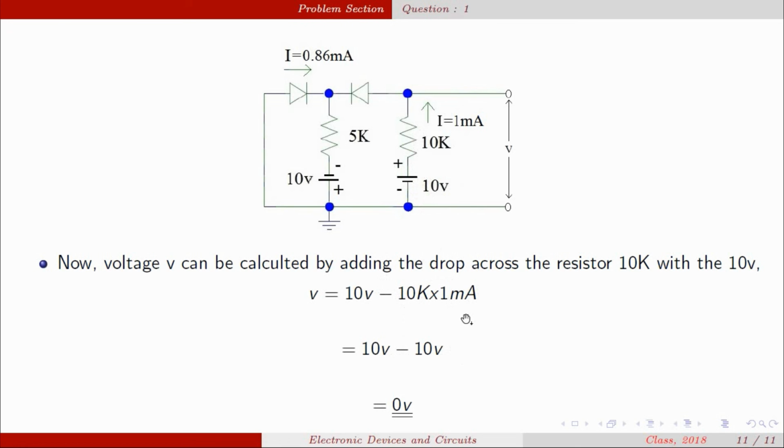So we have solved all the values. We have got I equal to 0.86 milliampere, ID2 equal to 1 milliampere, and the voltage V equal to 0 across this point. Okay, thanks.